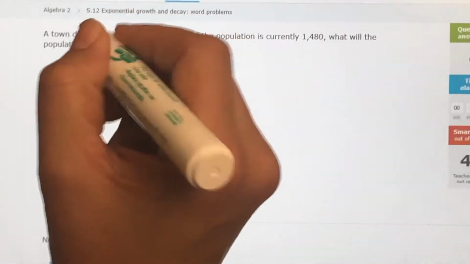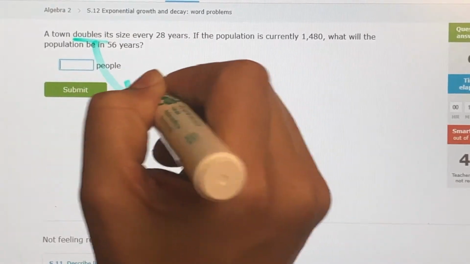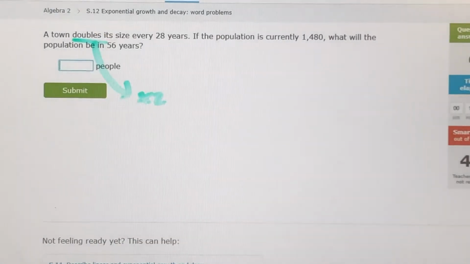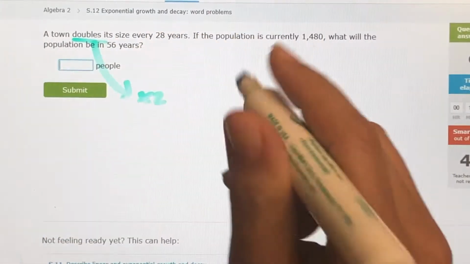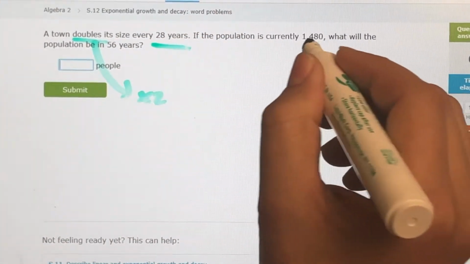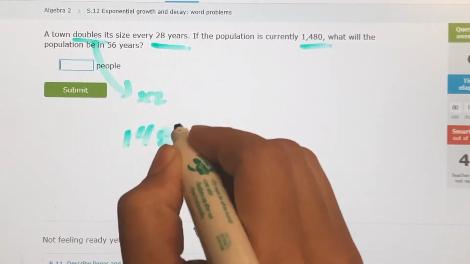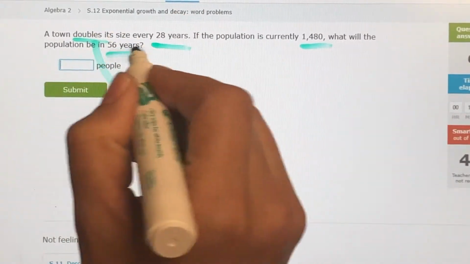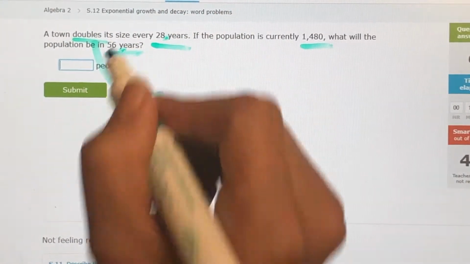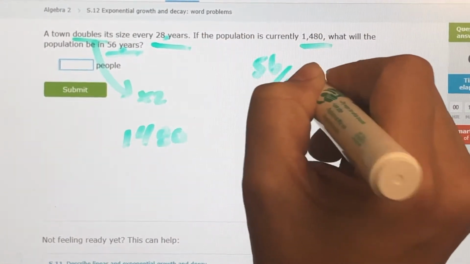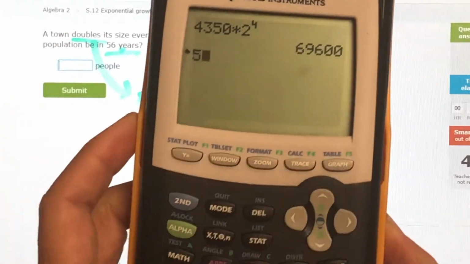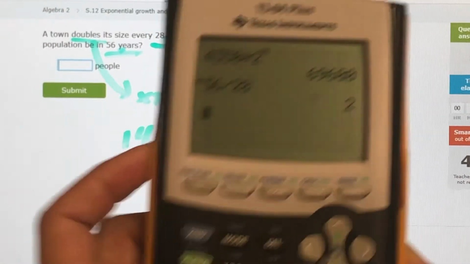A town doubles. Again, what does the word doubles mean? Multiplied by 2. If it was triples, it would be multiplied by 3. If it was quadruple, it would be multiplied by 4. So it doubles every 28 years. The population is 1480. What will be the population in 56 years? So how many 28s are in 56? To find that, you just do 56 divided by 28, and you get 2.